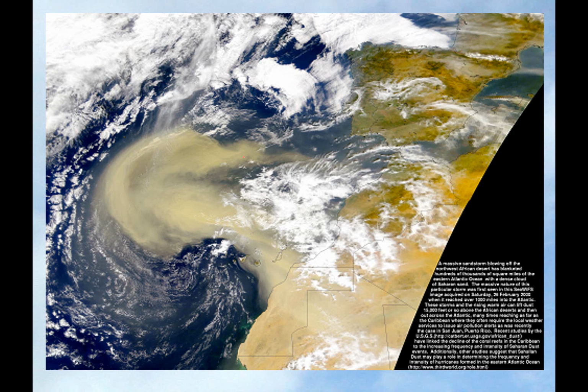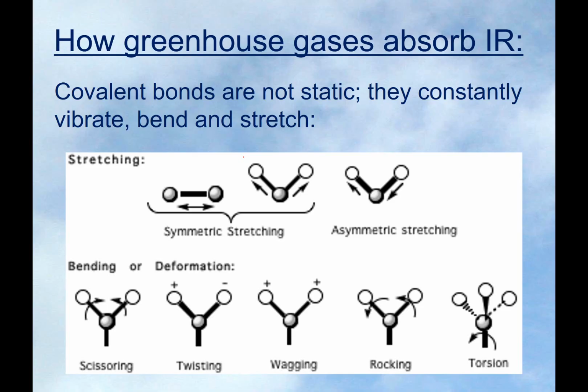If we look specifically at molecules like carbon dioxide, like water here, how do greenhouse gases absorb this lower energy radiation and re-radiate it back? We talked about this in our spectroscopic chapter here.